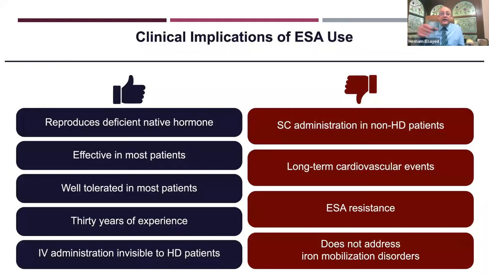So the clinical implication: what are the cons and the pros? It replaces the deficient native hormone if you are giving erythropoietin directly, and is effective in most patients with tolerance. In most patients, with 30 years of experience, IV administration is feasible in hemodialysis patients, while in CKD you are giving it subcutaneously. The cons include long-term cardiovascular events, ESA resistance, pure red cell aplasia, and others.